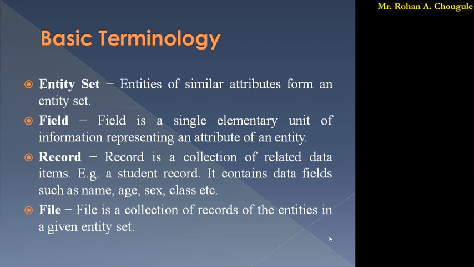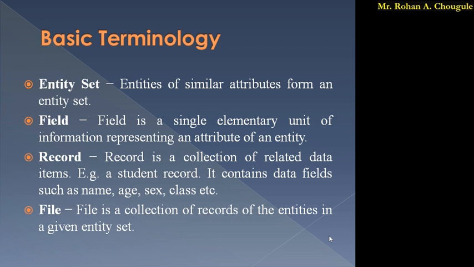Next, field. A field is a single elementary unit of information representing an attribute of an entity. Whereas the record is a simple collection of related data items. What is a record? A record is nothing but a collection of related data items. So remember the word related. A record is a collection of related data items.